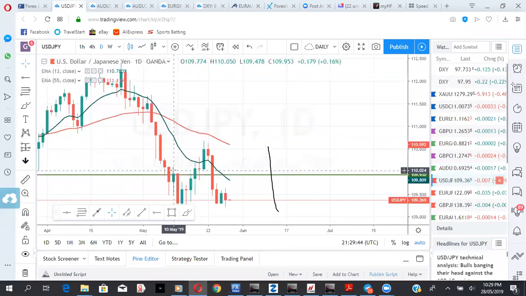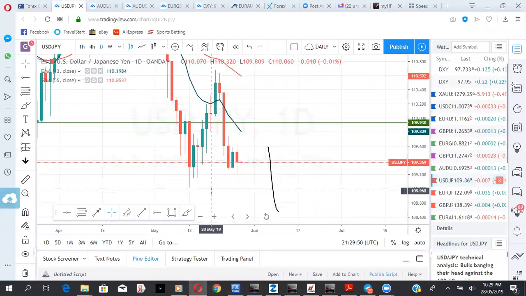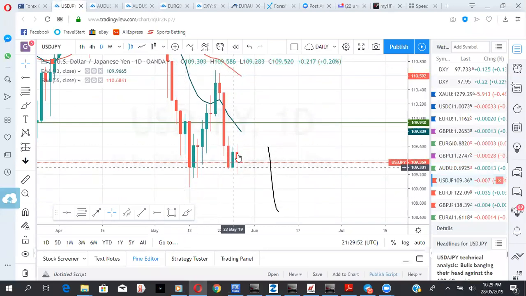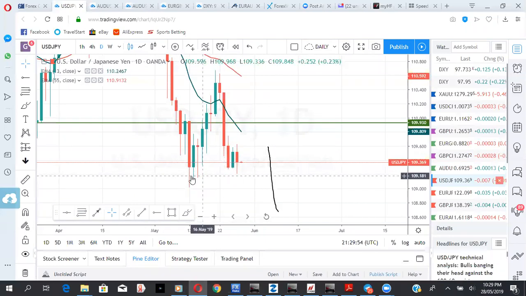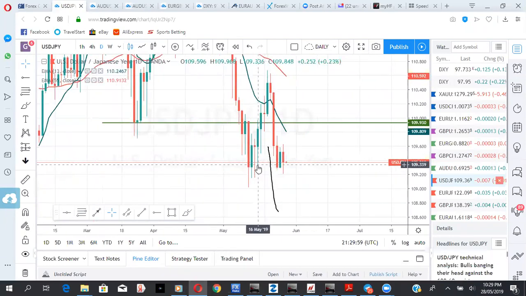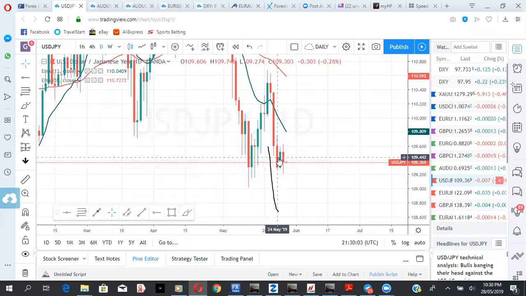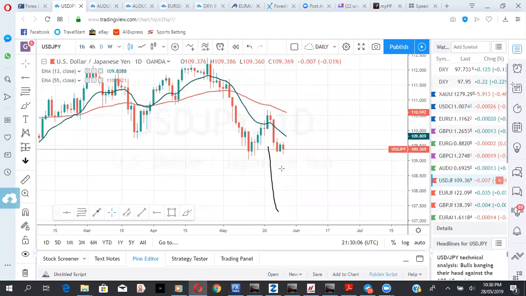Next pair we'll be looking at is the USDJPY. Looking at the USDJPY from a daily point of view, you might be looking at a closed bearish, but we might be looking at a sort of a double bottom formation here. Let me get rid of this. We might be looking at a sort of a double bottom formation here on this USDJPY.